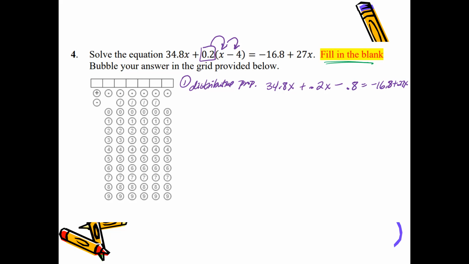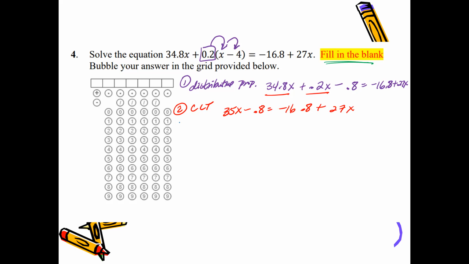Okay, so then the second thing I'm going to do is CLT, which is combine like terms. So if you look here, I can combine the x's together on the left side. And so what is 34.8x plus 0.2x? So grab your calculator, add those two numbers together. Drake, make sure you're copying this part down and you should be on the right page. Okay, you need to make sure you're doing that. So this is going to give you a 35x minus 0.8 equals negative 16.8 plus 27x.